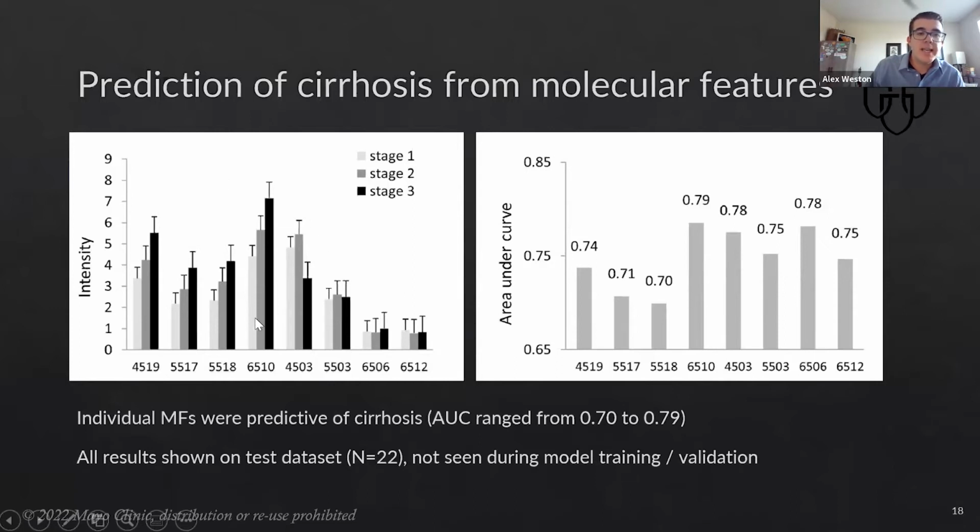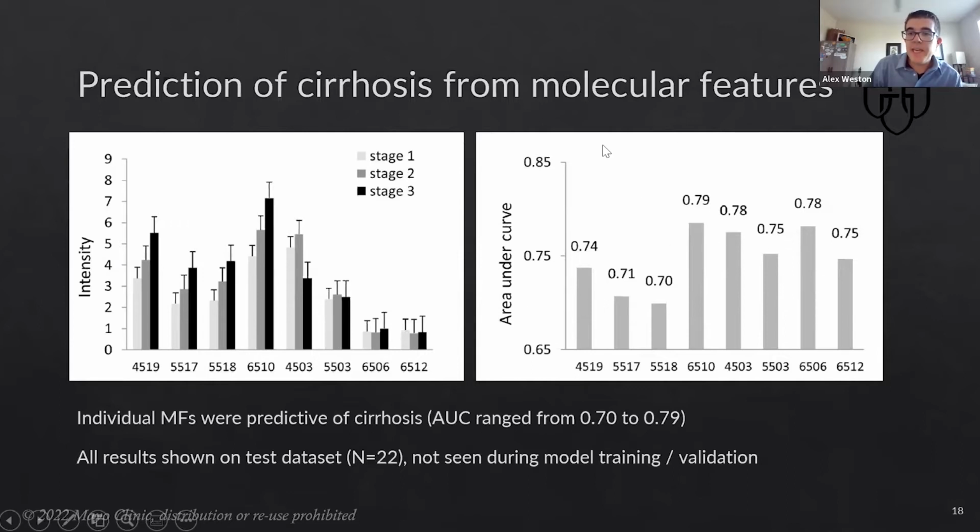And one thing I want to highlight from this plot, you can see that the fold change ranged from just over 1 all the way up to 8. And it tended to increase with increasing cirrhosis stage. So we see a larger increase in stage 3 for all of these molecular features compared to stages 2 and 1.